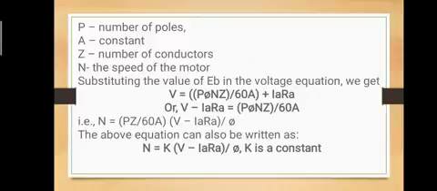Substituting the value of Eb in the voltage equation, we get V equals P φ N Z divided by 60 A plus Ia Ra, or V minus Ia Ra equals P φ N Z divided by 60 A. Therefore, N is equal to PZ divided by 60 A into V minus Ia Ra divided by φ. The above equation can also be written as N equals K into V minus Ia Ra divided by φ. Here K is a constant.